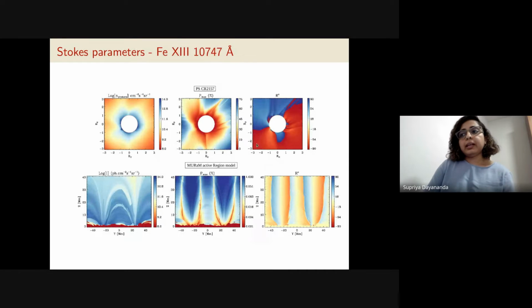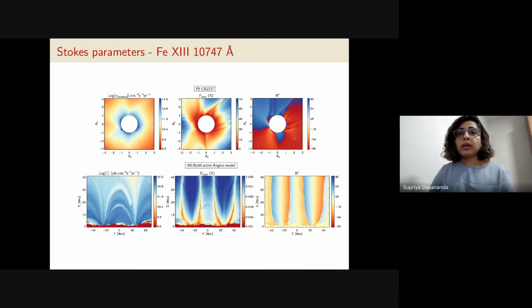Okay, so a more illustrative example. In PEAK Corona, we have tested a Predictive Science model and also a MURaM model. Here is one such example for the iron 10747 line. The top panel is what you get from a Predictive Science model going up to, say, 3 solar radii or more. The first is the intensity, then the total linear polarization, and the rotation of the plane of polarization. The bottom panel shows the same parameters, but in a MURaM active region model. But these are representatives of IQU.